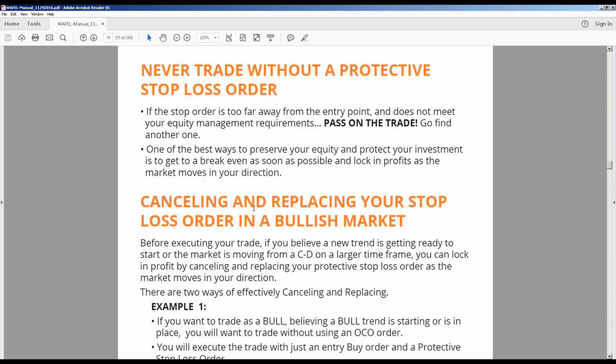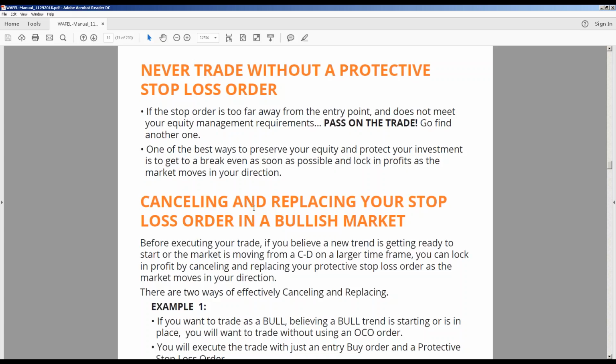Never trade without a protective stop loss order. If the stop order is too far away from the entry point and doesn't meet your equity management requirements, then pass on the trade. Go find another one. One of the best ways to preserve your equity and protect your investment is to get to a break-even as soon as possible and lock in the profits as the market moves in your direction.